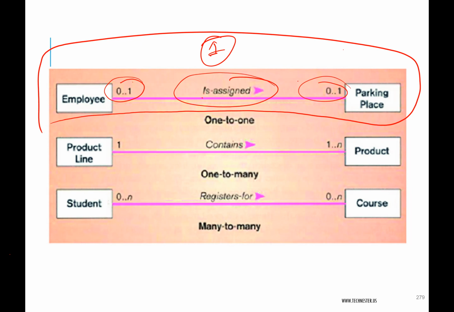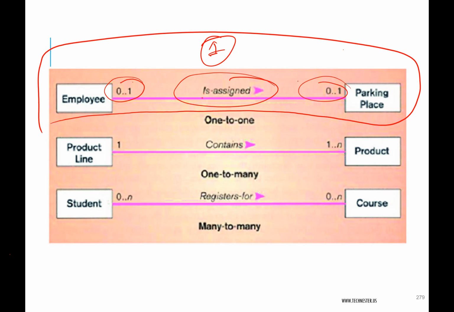Okay, so if it's 0 employee or 1 employee, is assigned to 0 parking place or 1 parking place. That is exactly what the model says. And it is important to follow what the model says, and I'll show you why now. So you see, this model says 0 or 1 employee is assigned to 0 or 1 parking place. Simple. That's how to read it.